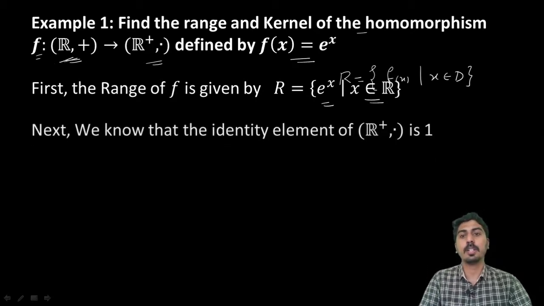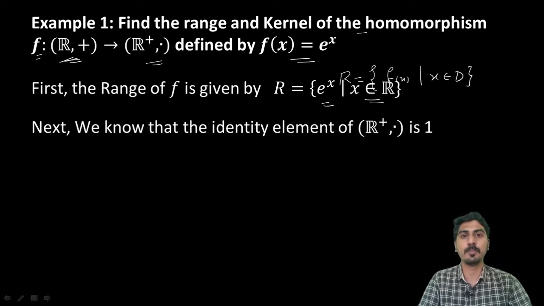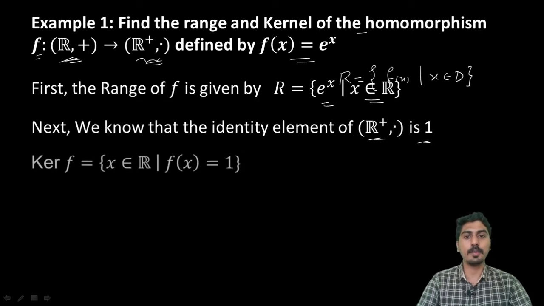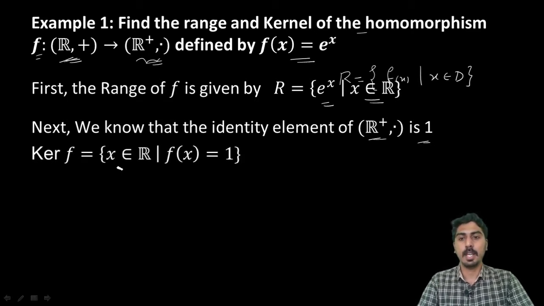Next, to find out the kernel of this homomorphism, first I should know the identity element of the codomain group. The codomain group is the multiplicative group of positive real numbers. I know that the identity element of this group is 1. So the kernel of f is given by x belongs to R, where f of x equal to 1.